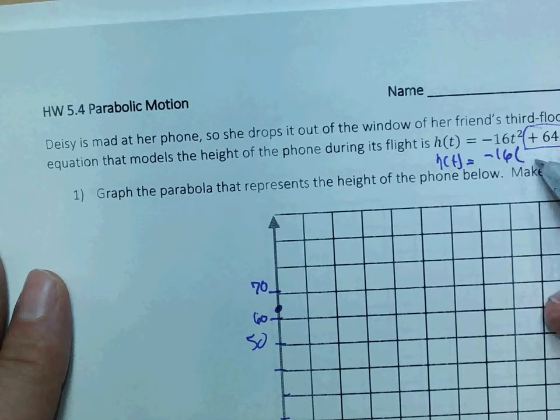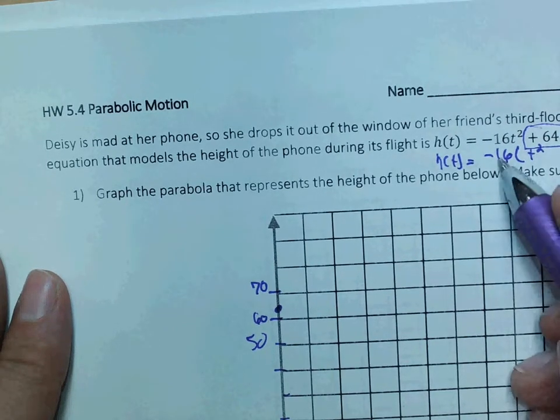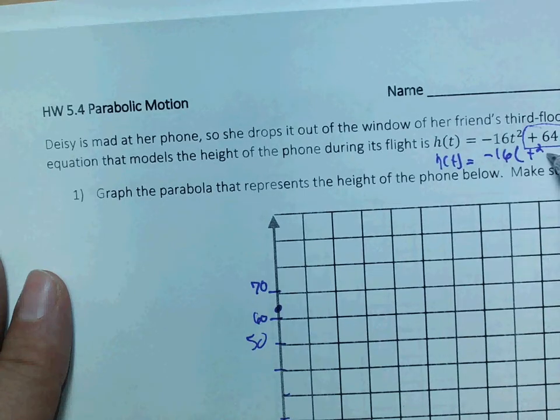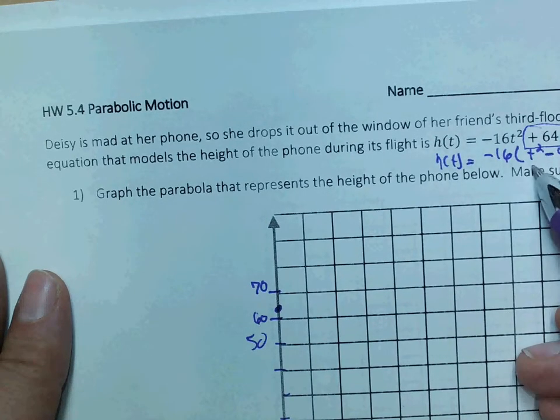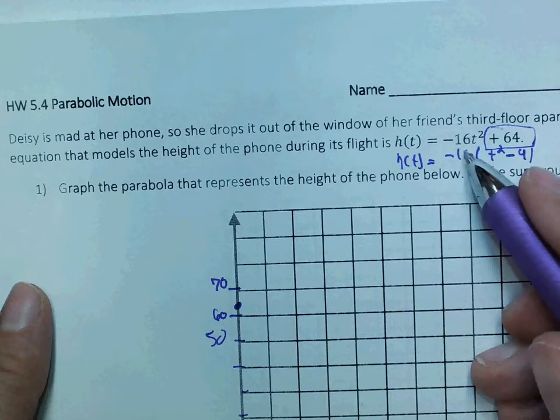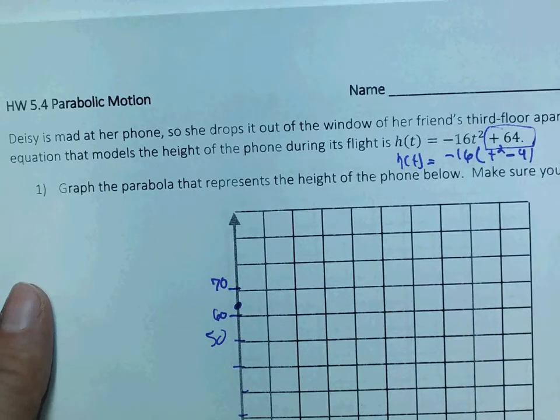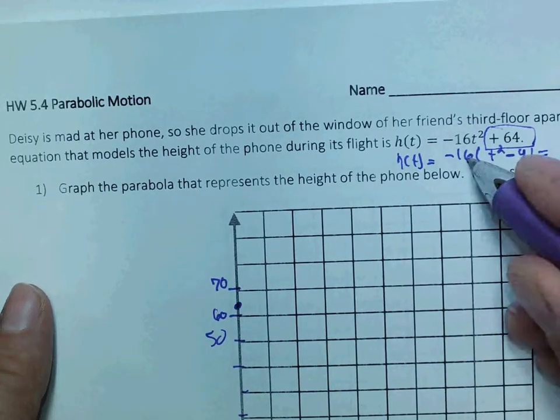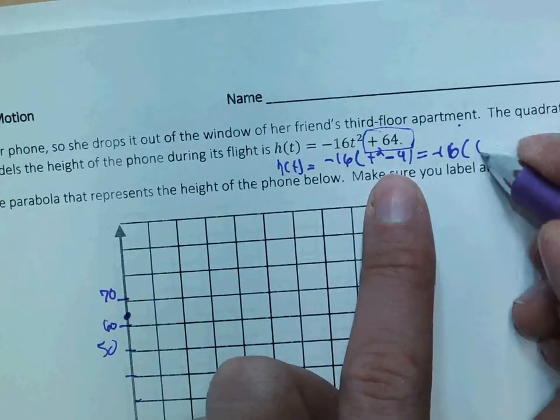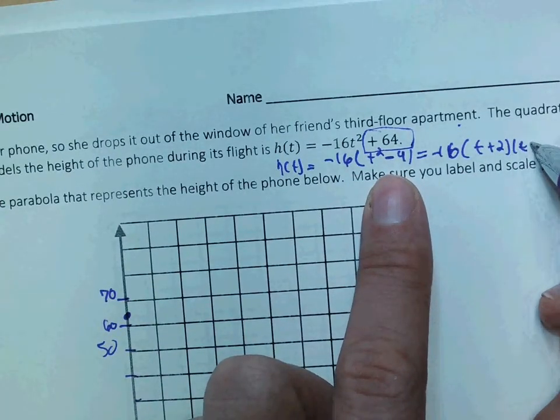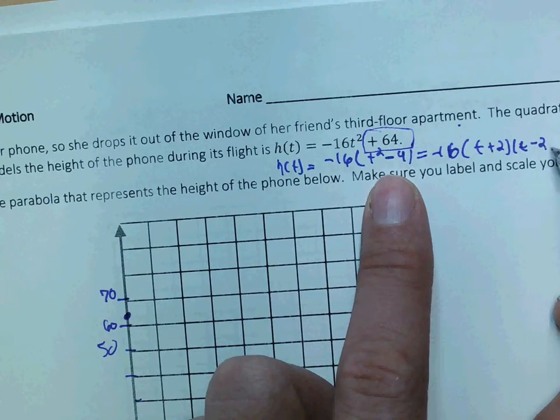This is negative 16 times t squared. When you factor out the negative 16, this becomes minus 4. Negative 16 times t squared is negative 16 t squared. Negative 16 times negative 4 is positive 64. This is a quadratic that can be factored more. I'm going to leave the negative 16 alone. And I can factor t squared minus 4 into t plus 2 times t minus 2.